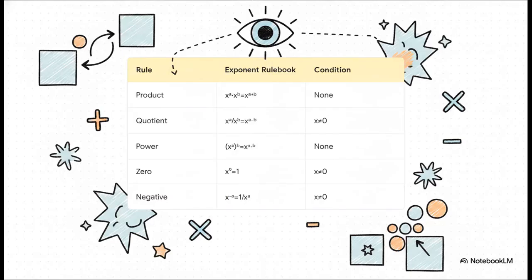So, putting all of that together, we have our completed exponent rulebook. This consolidates all 5 of those derived rules into one incredibly powerful cheat sheet. Take a mental snapshot of this. We've got the product, quotient, power, 0, and negative exponent rules, complete with the formulas and those all-important conditions. This is the exact foundation we'll be using for the rest of the explainer.